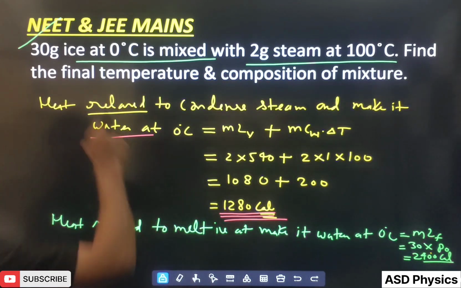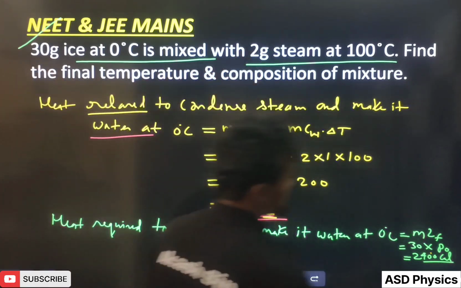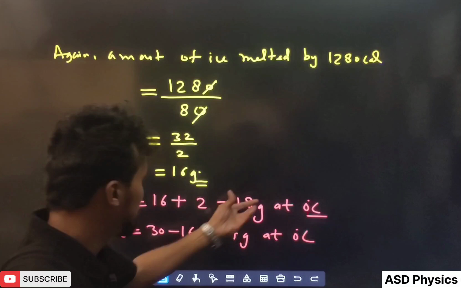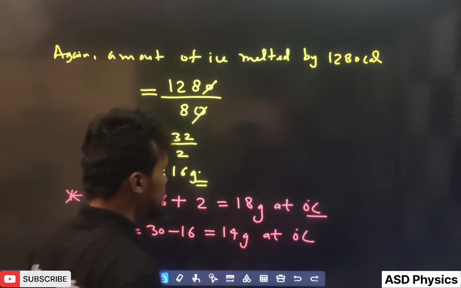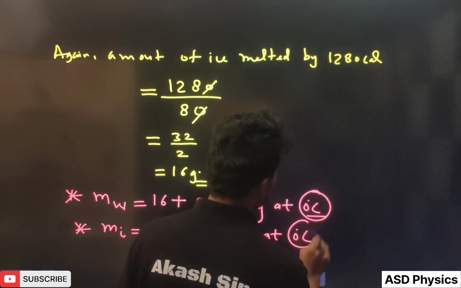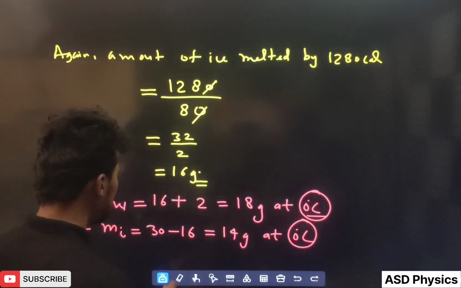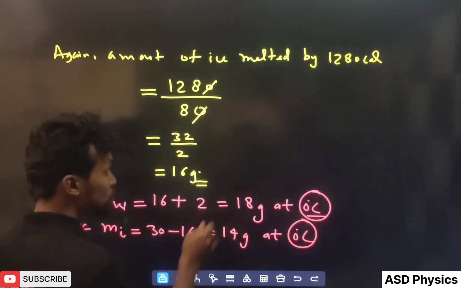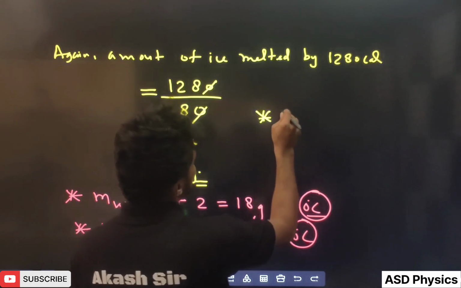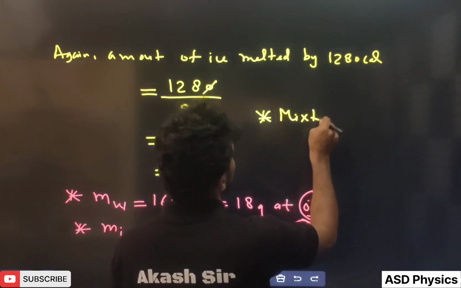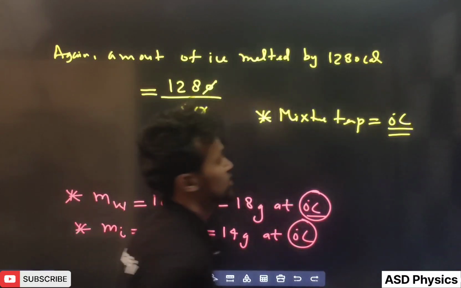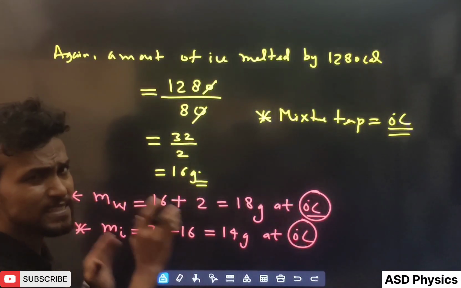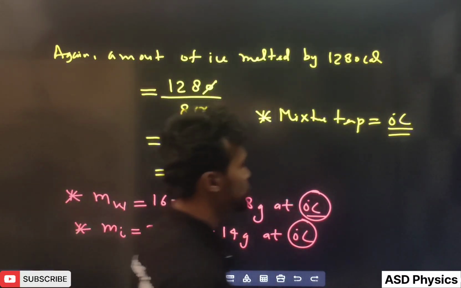Let's check very well. Initial mass should be conserved. Here 30 plus 2 is 32. Here also, count please: 18 plus 14 should come 32. Yes, it is coming 32. Again, heat flows from high temperature to low temperature, and the temperature is the same. So what will be the mixture temperature, students? The mixture temperature is going to be 0 degrees Celsius. Very easy, very basic. You should know it.